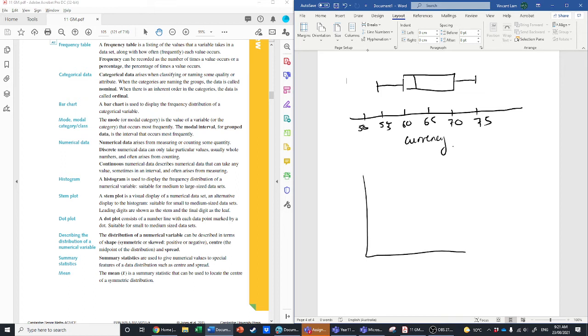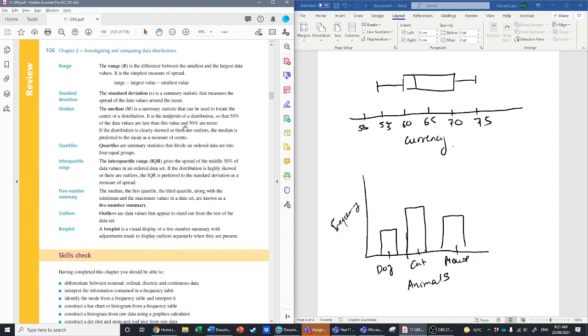And then your bar chart, which is categorical, has gaps between the bars. And then the titles go in between the bars, so dog, cat, mouse, and frequency on the axis, and animal here. Yes, I know we've already labeled the individual bars, but you need to label the general thing, which will be animals, and frequency up there. Most of this is fine.